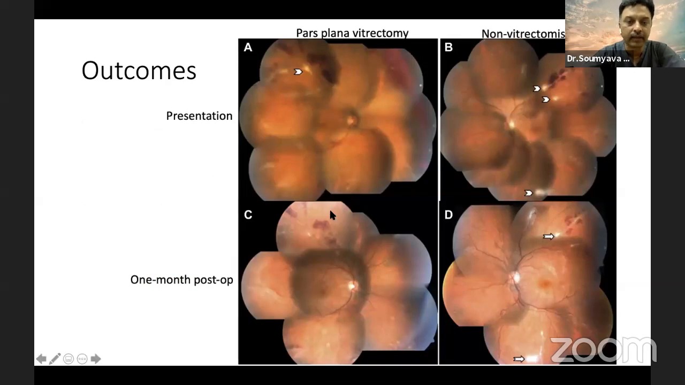This is one of the fundus photos from that publication, and you can see the right eye in this patient received a vitrectomy. You can see at 1 month the vasculitis over here has nearly disappeared, while the non-vitrectomized eye has not resolved as much, and there's a new lesion which has increased in size here inferiorly. So this was a case control study in the same patient where one eye received a vitrectomy.